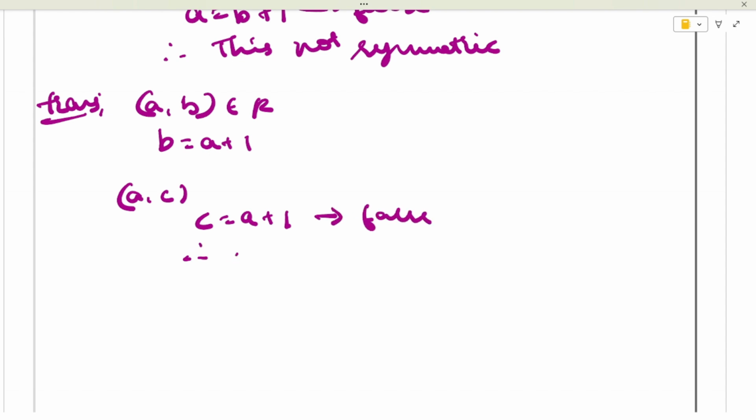Next is for transitive. If you take a comma b that belongs to R, that means b is equal to a plus 1. And for transitive, a comma c, if you consider, that means c is equal to a plus 1. That is false, it's not there. So you can say that it is not transitive. It is not reflexive, not symmetric, not transitive. The final answer is this.